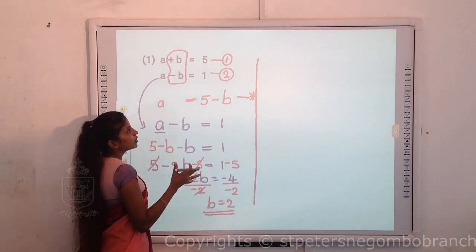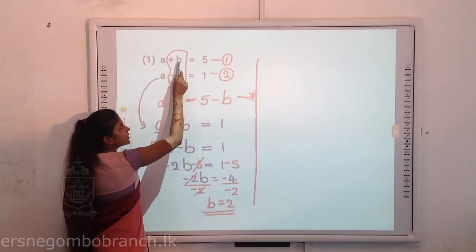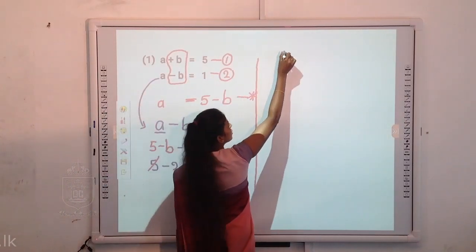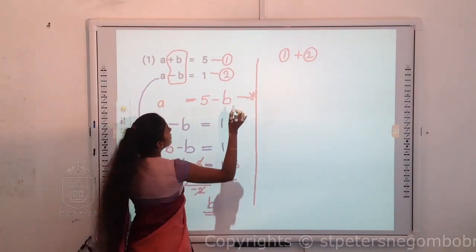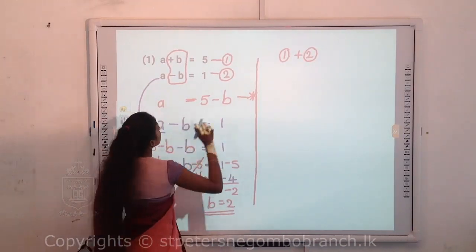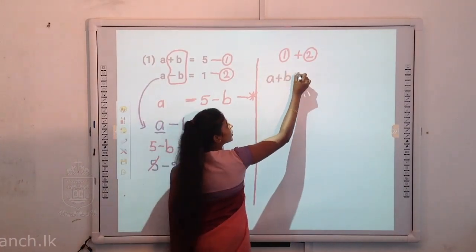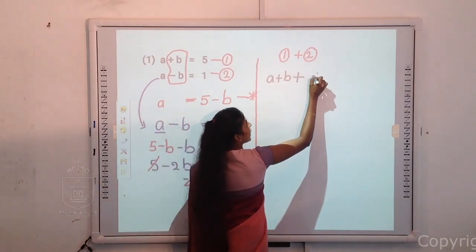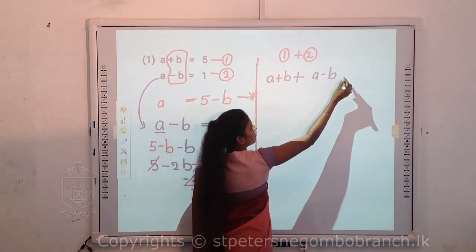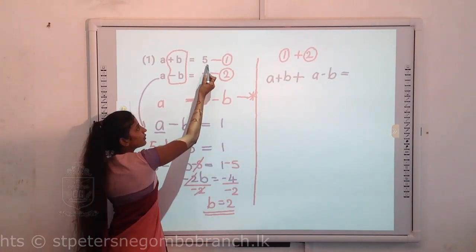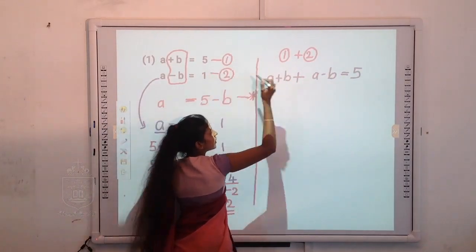So in order to remove B, you have to add the two equations. If you add, this B and B cancel. I am going to add the first equation and the second equation. Once you add, you have here A plus B, and for that you are going to add A minus B. And here you have 5, and for that value you are going to add 1.